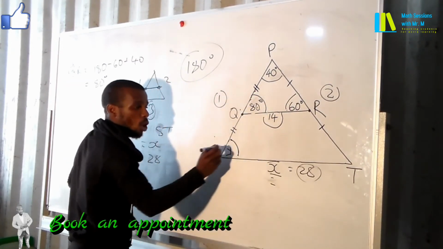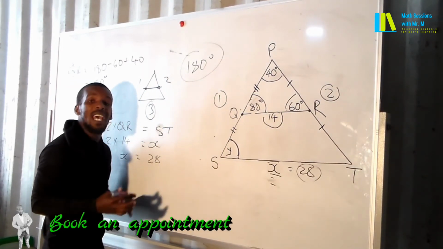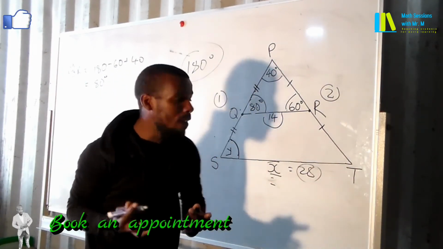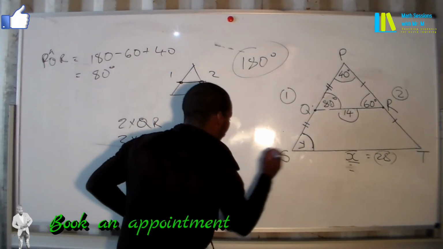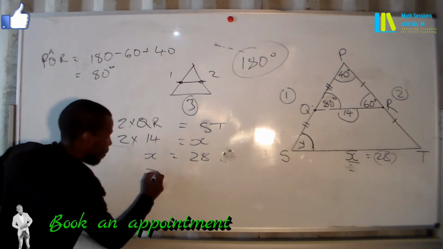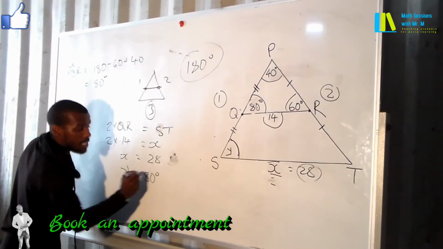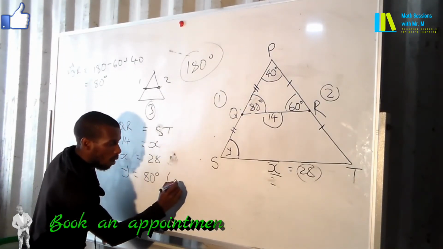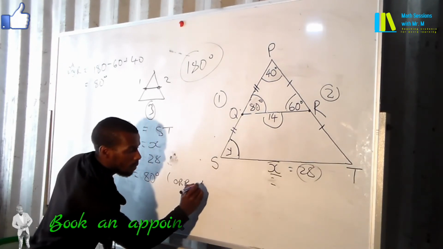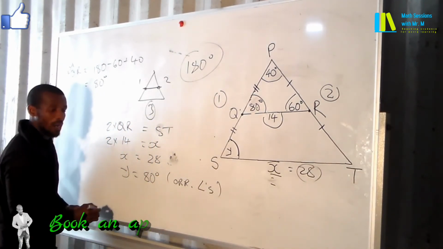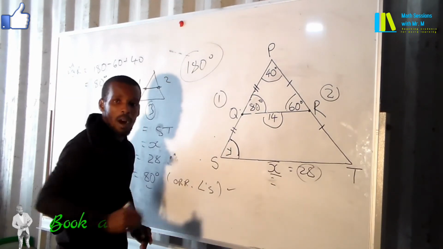According to our rule, our reason is this: this angle is corresponding with this angle right here, and corresponding angles are equal. Therefore, angle y is equal to 80 degrees. Corresponding angles, there's our reason. You get a mark for that, and you get a mark for that one.